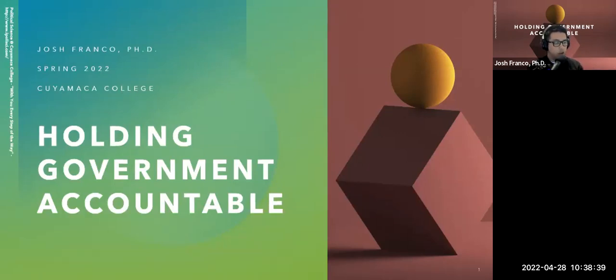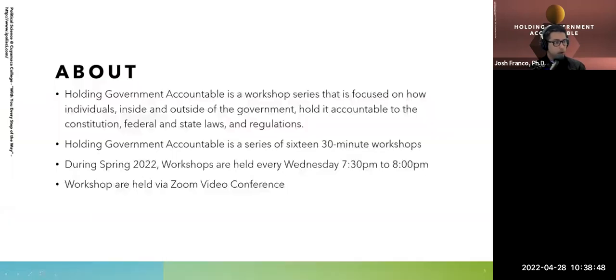Welcome to our workshop on holding government accountable. Let's go ahead and describe the workshop, and then we'll jump to our workshop for this week. So this workshop is a series that's focused on how individuals inside and outside of government can hold it accountable to the Constitution, federal and state laws, and regulations. This is a series of 16 30-minute workshops during the spring of 2022.